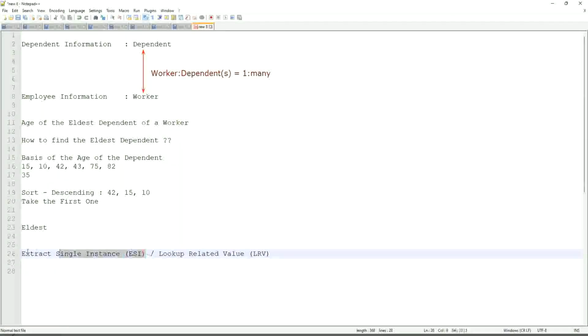The eldest dependent will be returned by the ESI, and the age of that eldest dependent will be an LRV. Right. This will be a very, very common question. So ESI will allow you to extract the instance of an object from a related business object based on some criteria. That is what ESI is all about. Right. And once you extract the single instance, one particular occurrence of that object, then you look up another value related to that using an LRV.